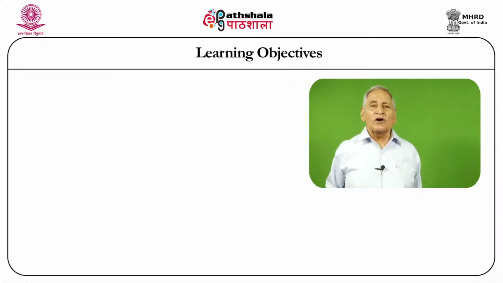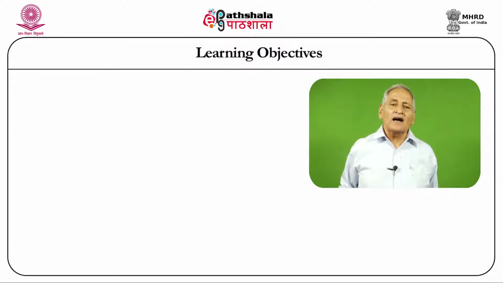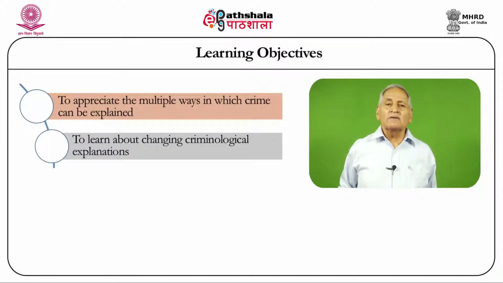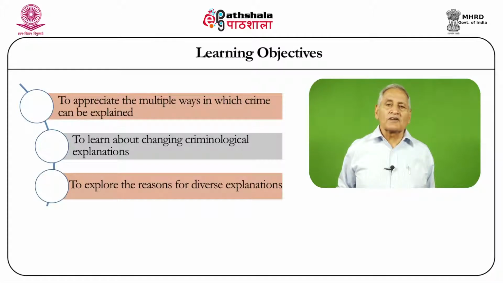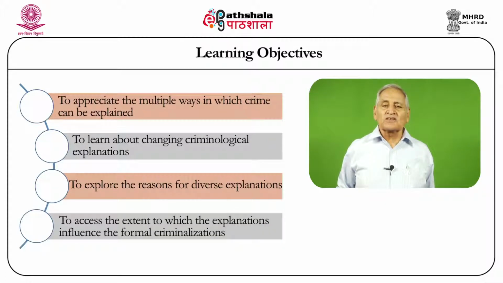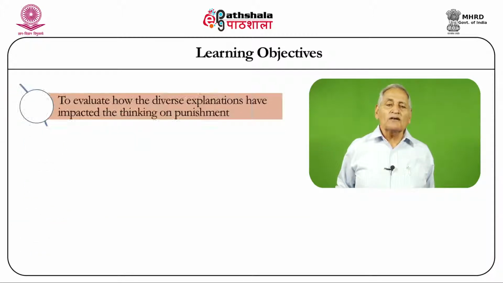The learning objectives of this lecture are, first, to appreciate the multiple ways in which crime can be explained; second, to learn about changing criminological explanations; third, to explore the reasons for diverse explanations; fourth, to assess the extent to which the explanations influence formal criminalization and criminal policy; and fifth, to evaluate how the diverse explanations have impacted the thinking on punishment.